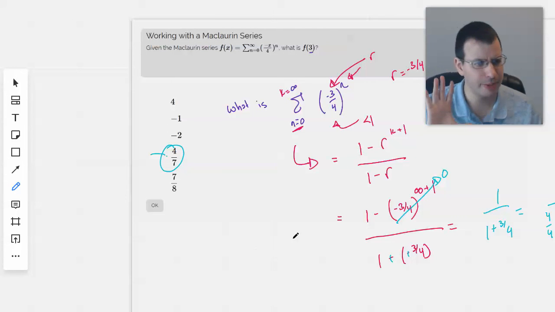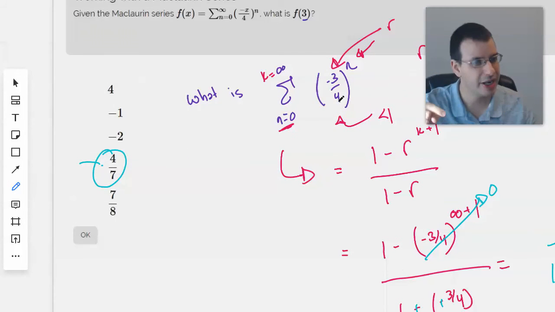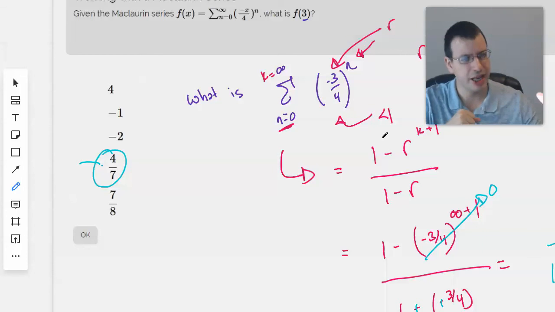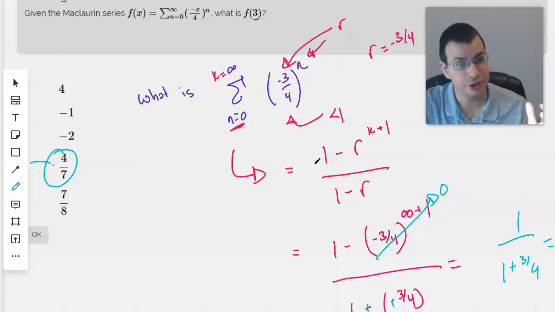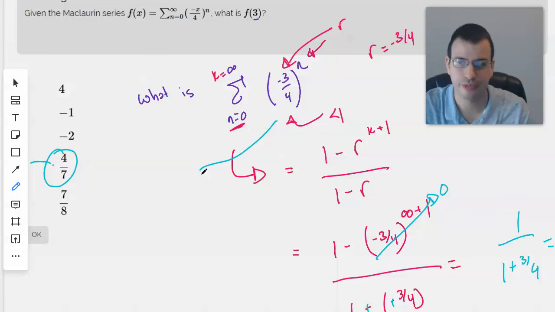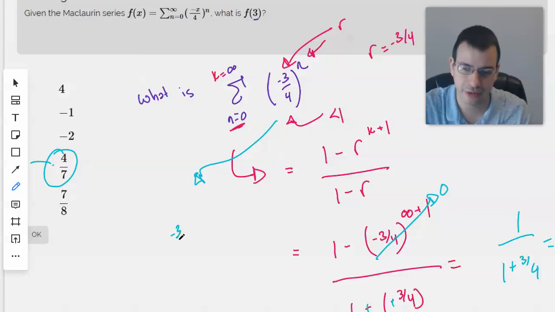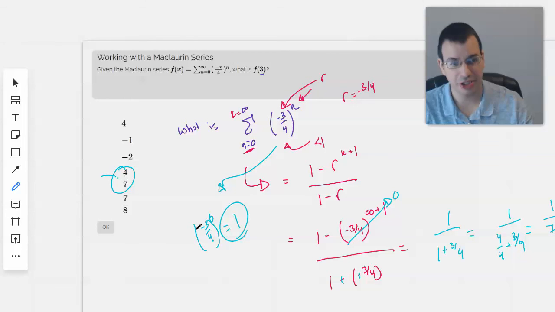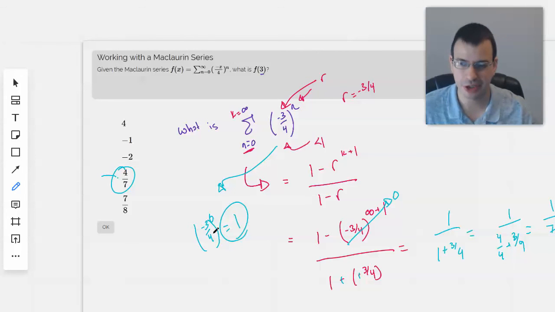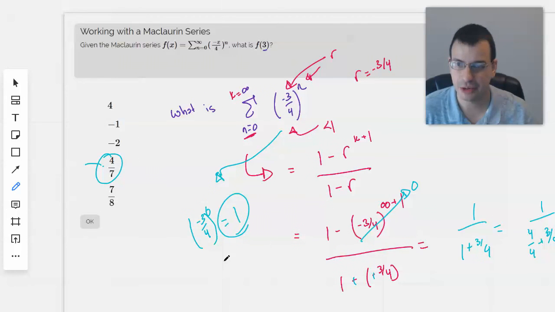And your first thought might be, wait a sec, our term here is a negative. We're adding a whole bunch of negatives together. How do we get a positive? Well, the first term, which is also going to be the biggest term, is negative 3/4 to the 0, which is 1, positive 1. And then every even term will be positive. So the first term is positive, every even term is positive, and so it's almost reasonable that we'll get a positive answer. And that is how you approach this problem.